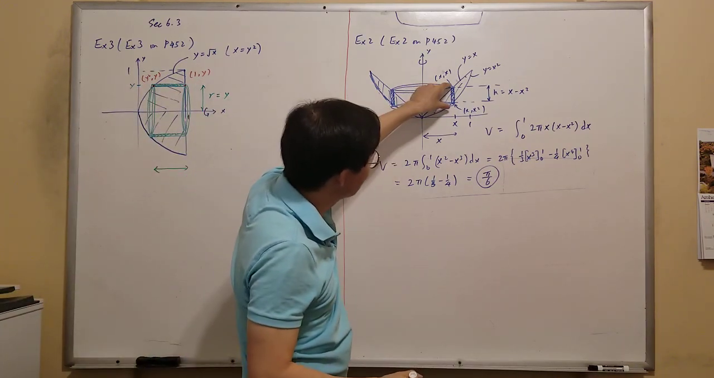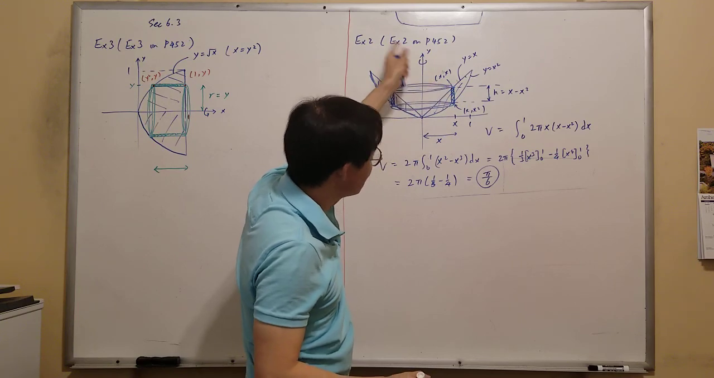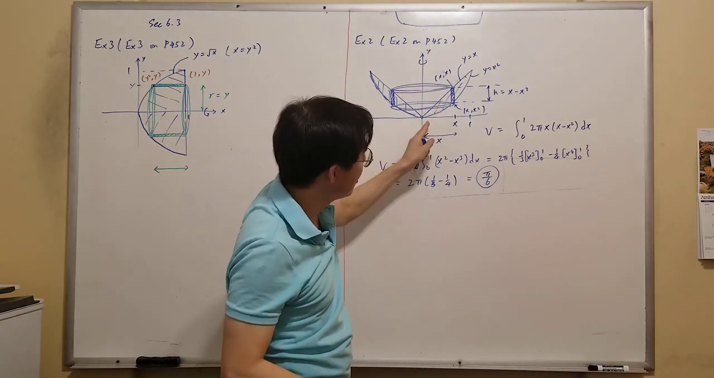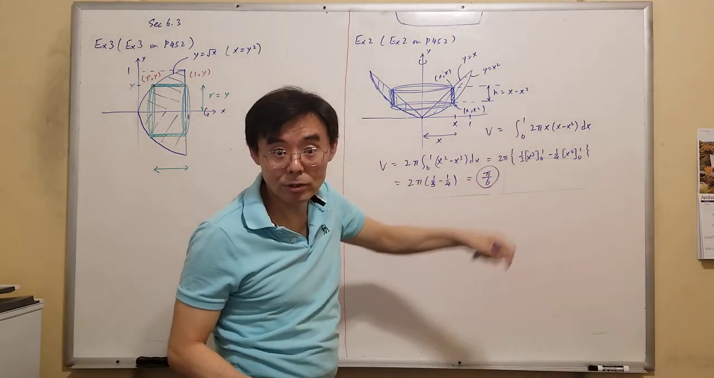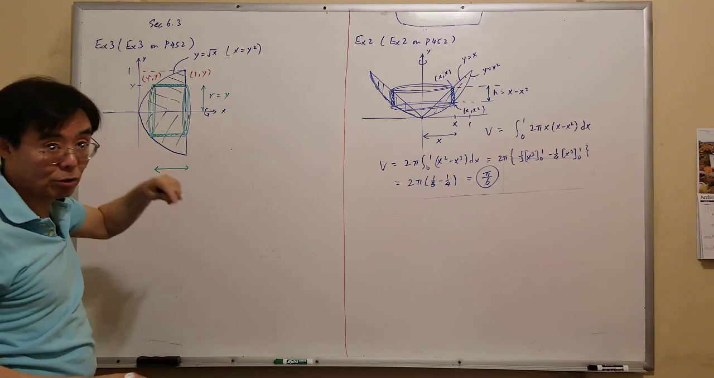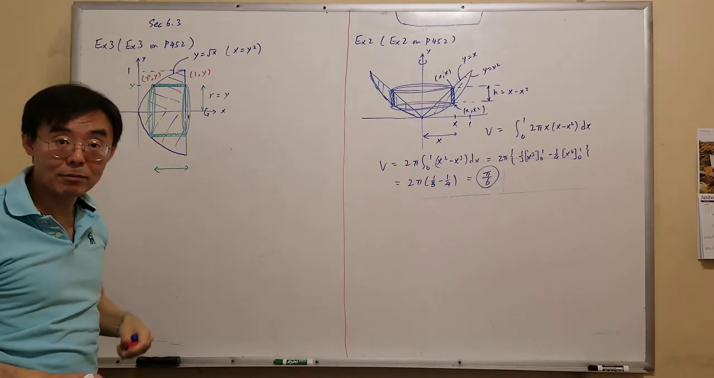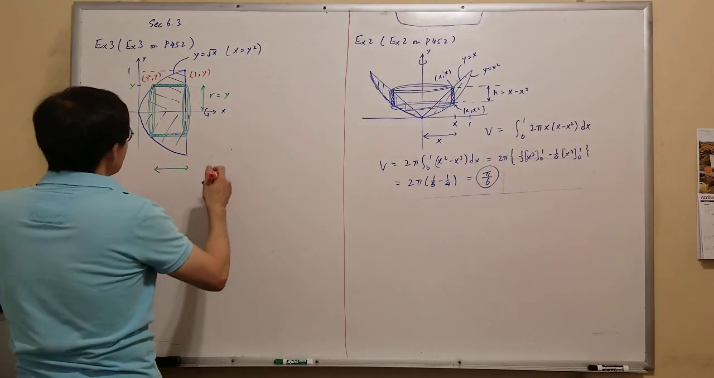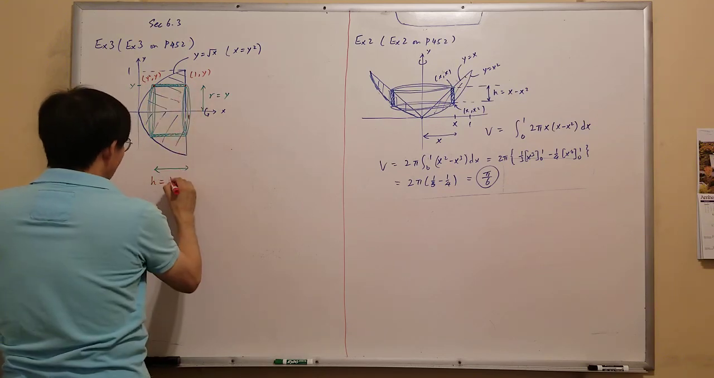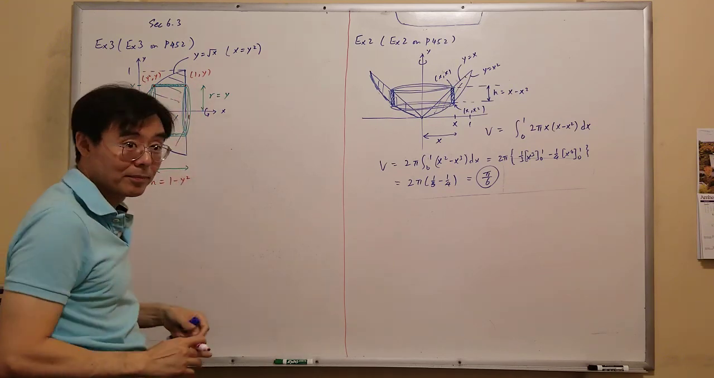Here, this was the difference of y coordinate, because you're rotating around the y-axis, and the shell is something about x, a function of x. Rotate around the x-axis, so the shell method should be something about a function of y. So your height will be the difference of x coordinate, 1 minus y squared.